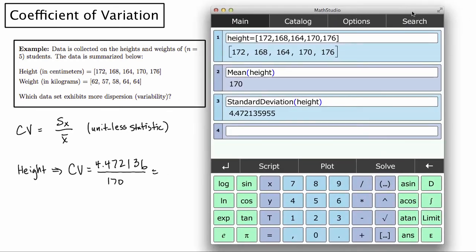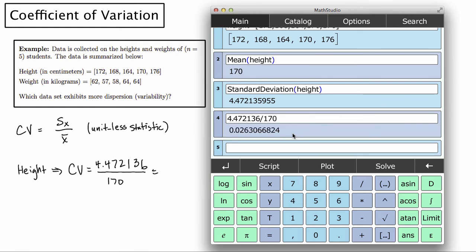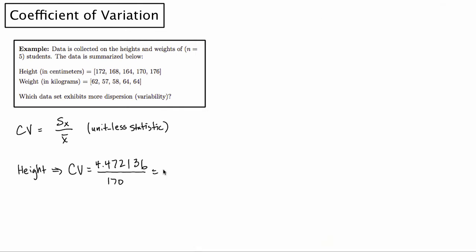If we divide the two together here, then we end up with the coefficient of variation for heights as being 0.0263, which you should always report as a percentage. And so the percentage in this case is 2.63%. So that is the coefficient of variation for that particular set.